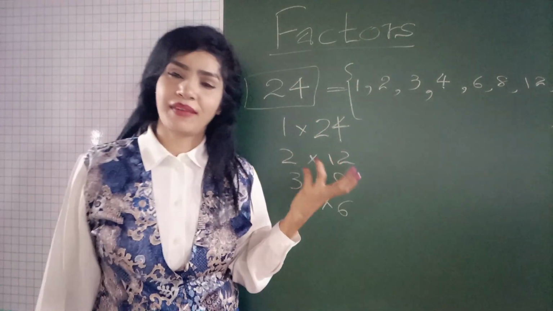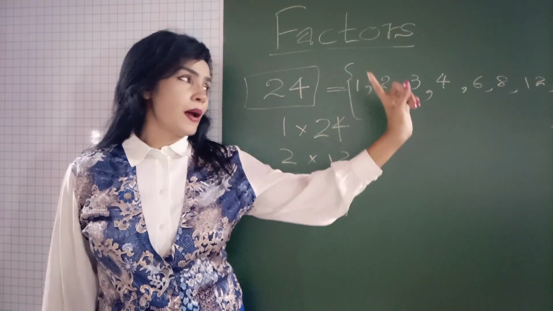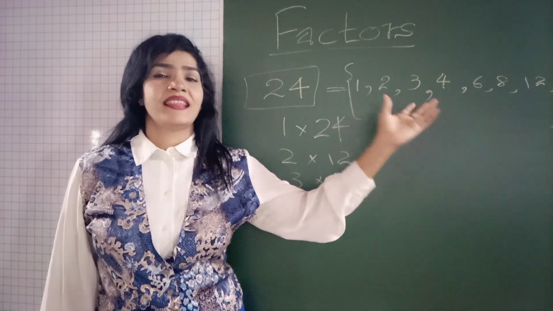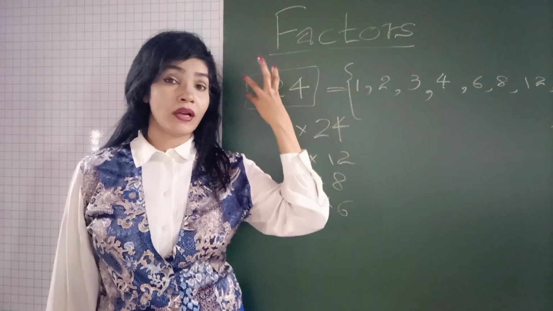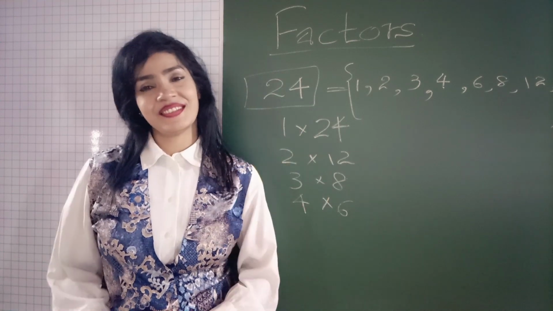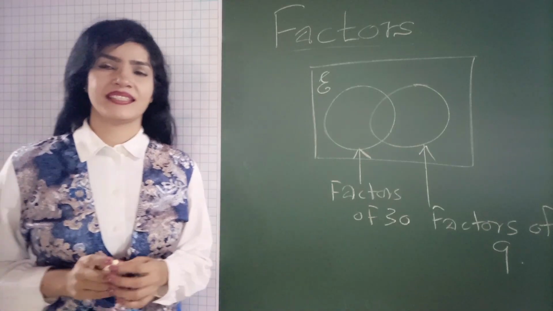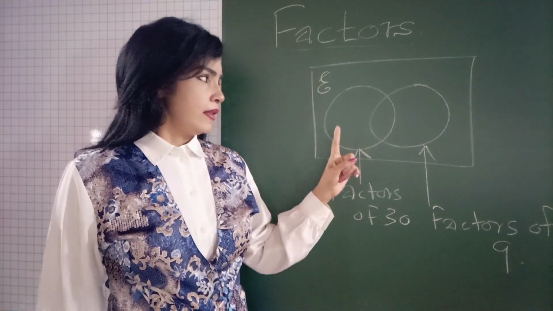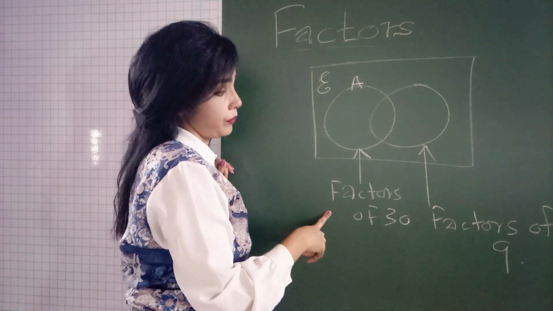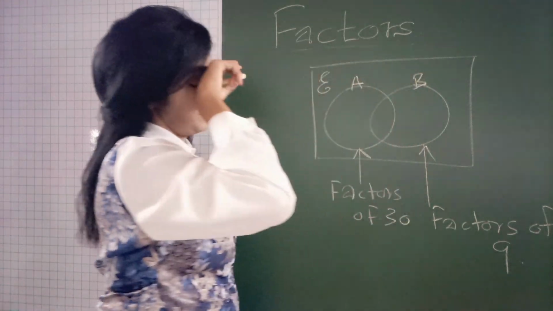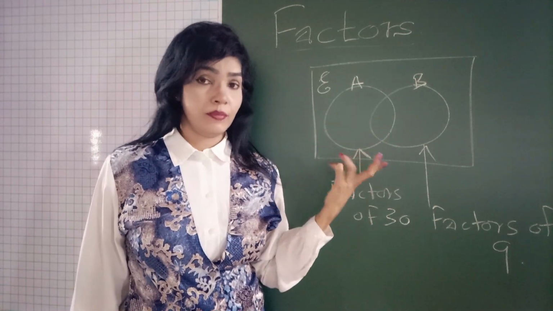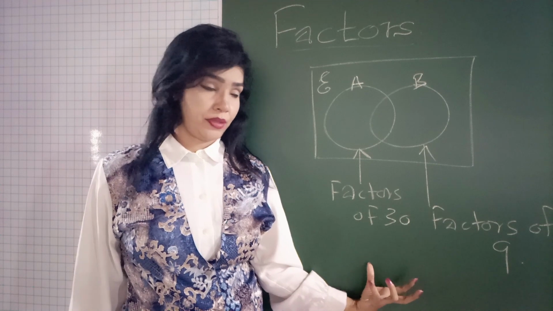So what is basically a factor now? A number or the numbers that will divide the original number without any remainder. Is that clear to you? Another question which is related to sets. The circle A indicates the factors of 30. Circle B indicates the factors of 9, right? So to fill this Venn diagram, you should know what are the factors of 30 and what are the factors of 9.